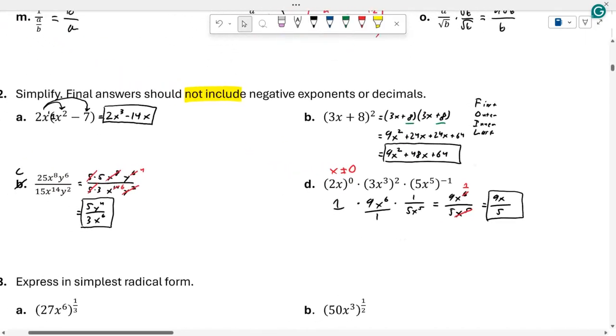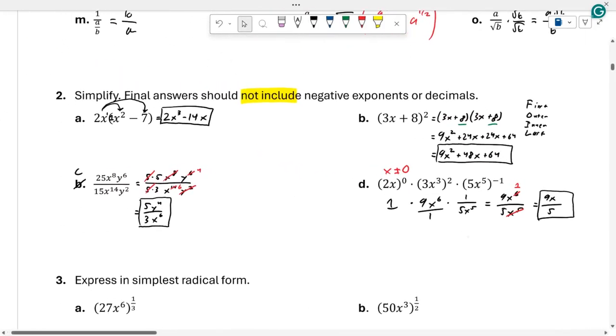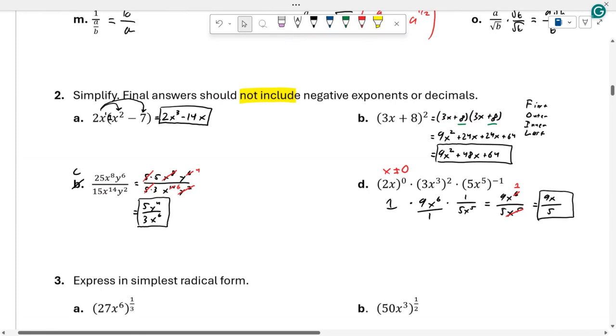So I'll go ahead and zoom out just so we can see all of our final answers here. Those are our final answers for question 2.